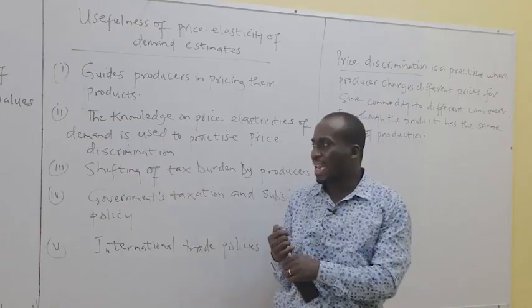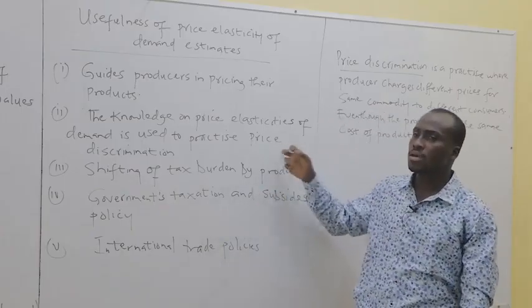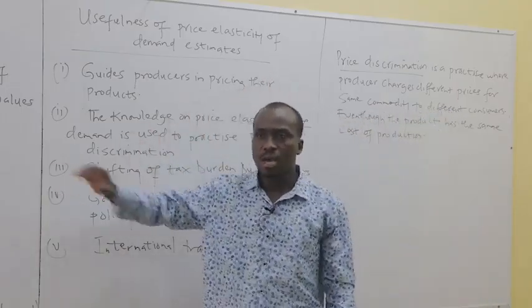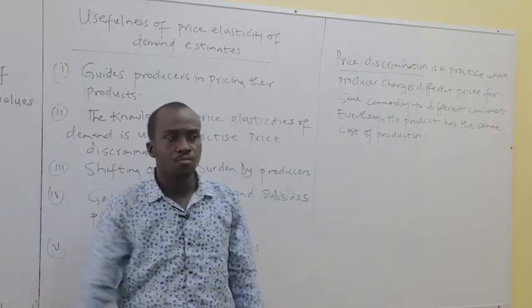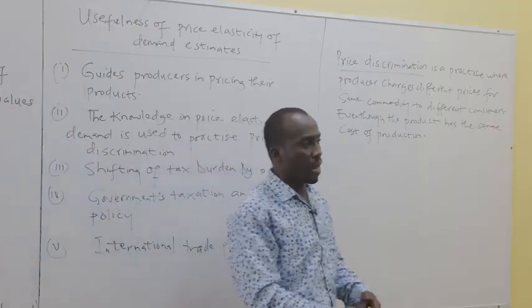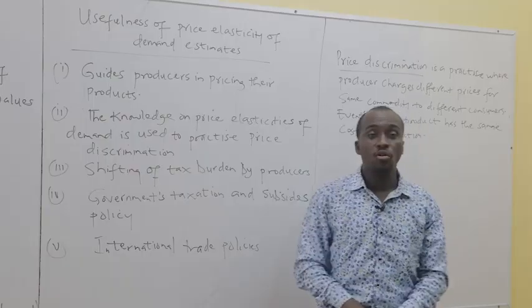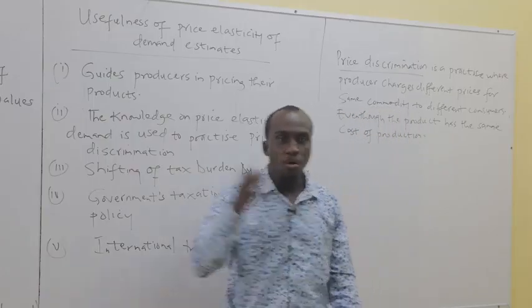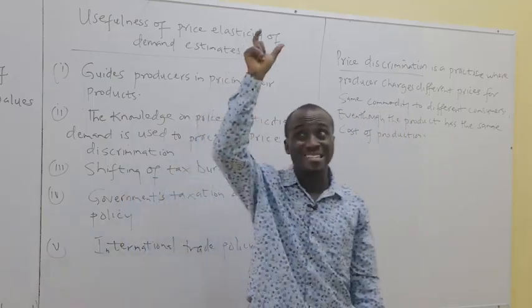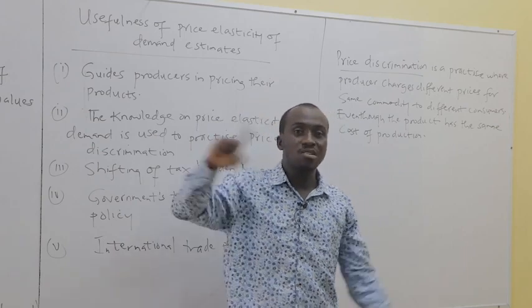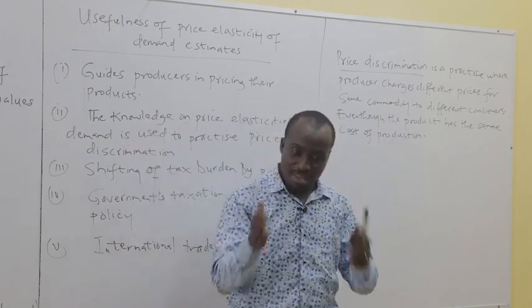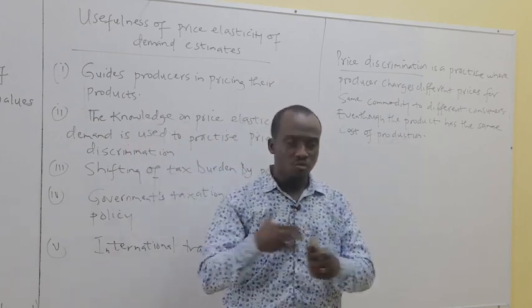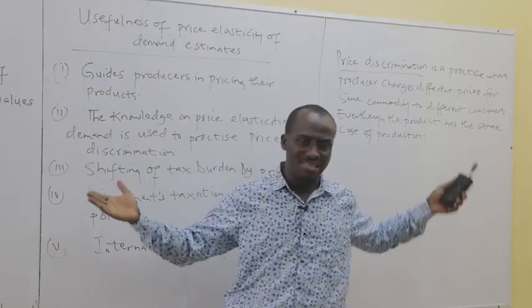He takes advantage of their different elasticities for the product. These people, their demand is inelastic, I will charge them a higher price. These people, their demand is elastic, so I charge them a lower price. At the end of the day, he makes more profit because the product was produced at the same cost, but he's charging different consumers different prices because they have different elasticities.